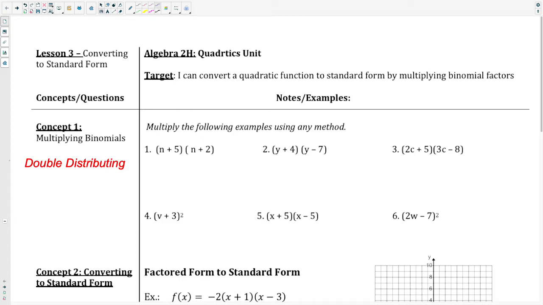Now before we do that though, we have to get into some basics, and that is a little bit of review from your previous years, either Algebra 1 or Geometry. You should have worked on multiplying binomials. Some teachers call this FOIL. I like to call it double distributing.